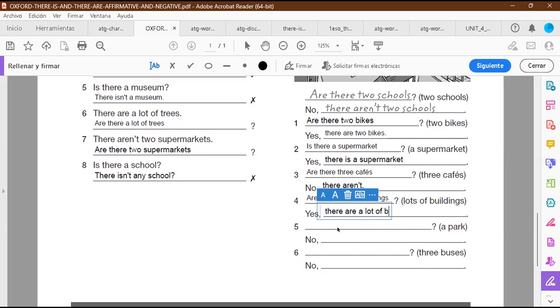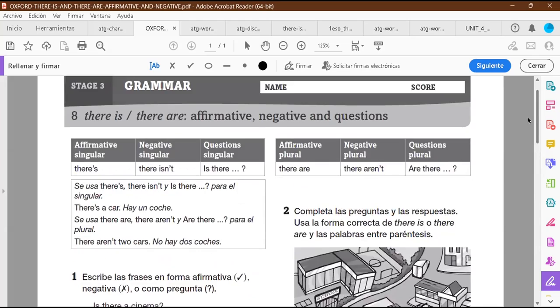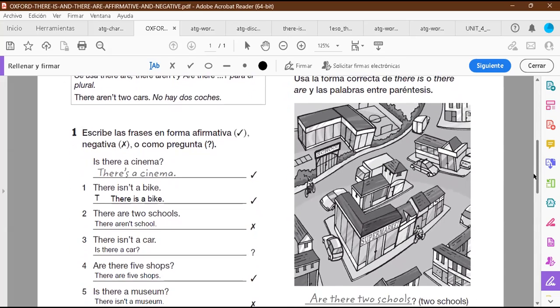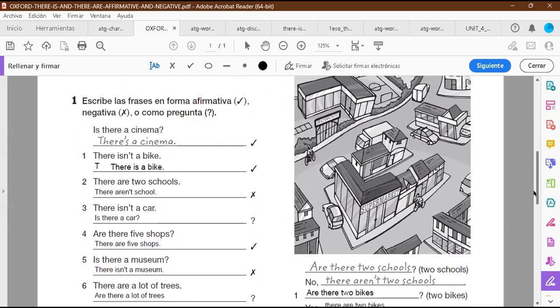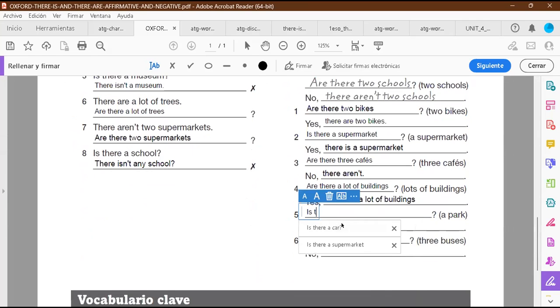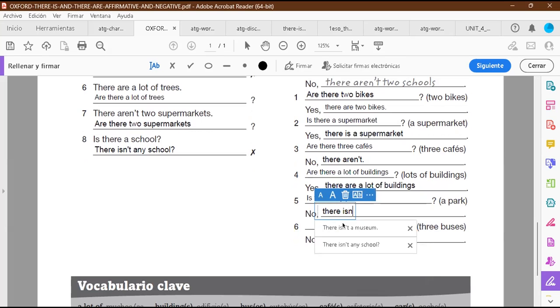A lot of buildings. Okay. A park. So have you seen a park? Is there any park in the picture? No. All right. Question, is there a park? Is there any park? Okay, no. Oh, there isn't any.